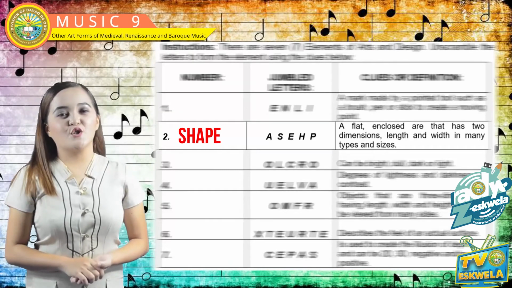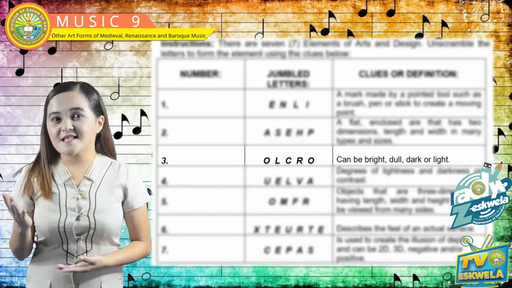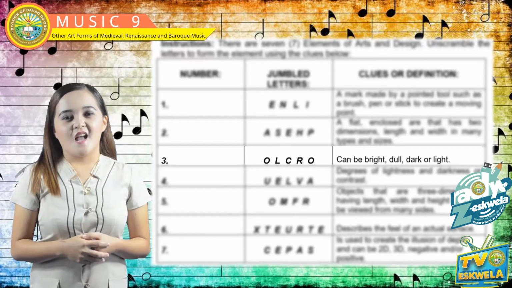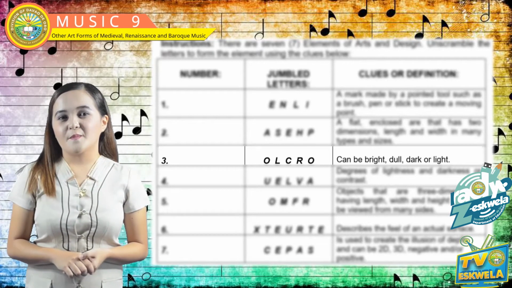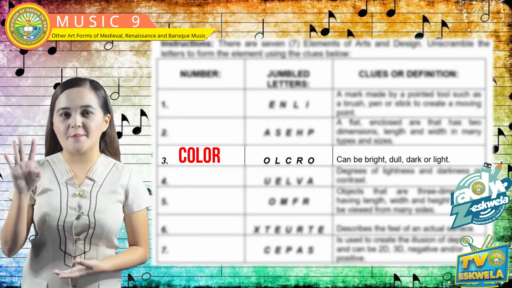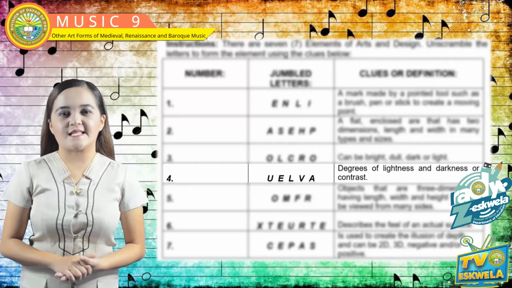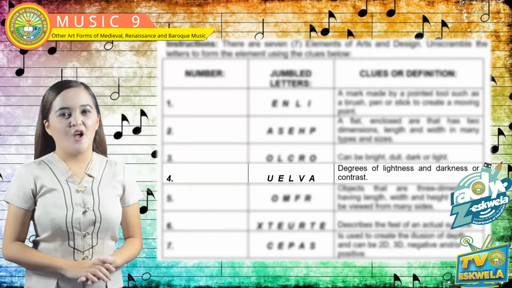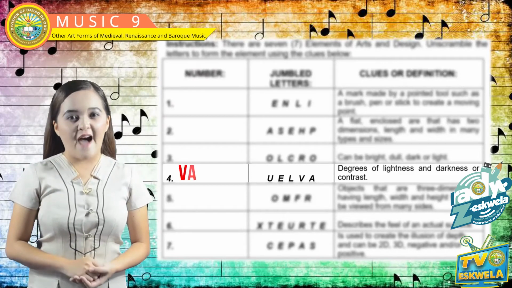Let's proceed to number 3. It can be bright, dull, dark or light. What is the answer for number 3? Color. Very good. Number 4. Degrees of lightness and darkness or contrast. What's the answer? Correct. The answer for number 4 is value.